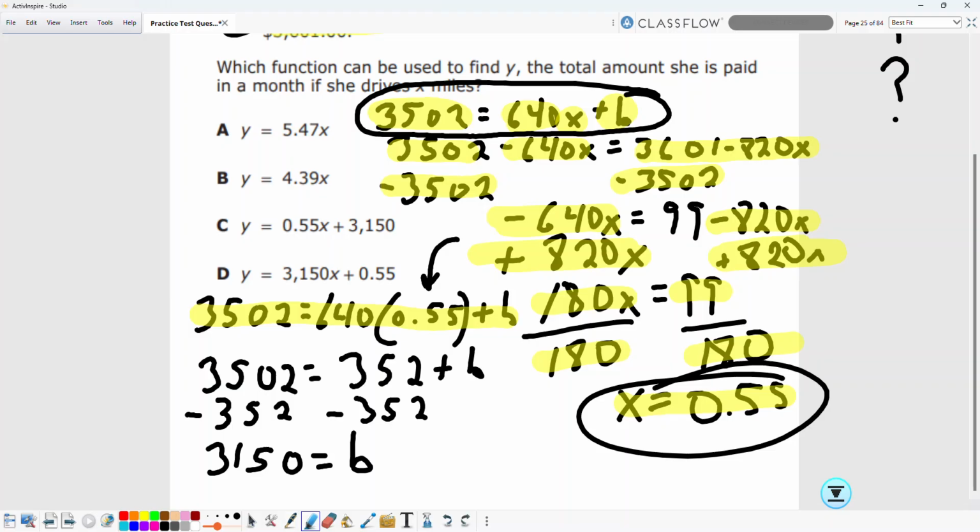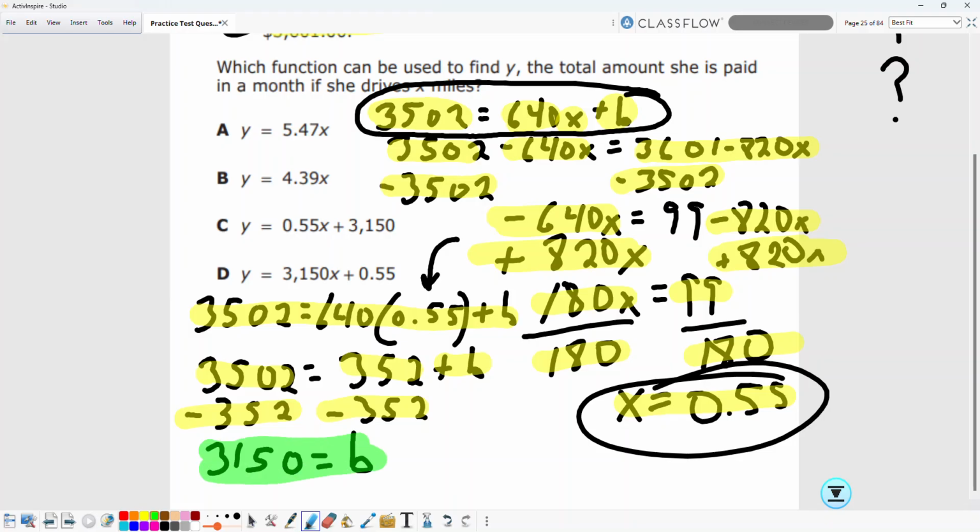So then what I do is I multiply the 640 times 0.55 to get the 352. And I don't know what the b is yet, so I'm saying plus b. I didn't do anything to the 3502. Now I want b by itself, so I'm going to get rid of this 352 by adding its opposite. And what I end up with, I will highlight in green, is what b is.